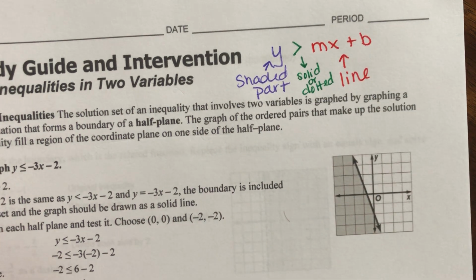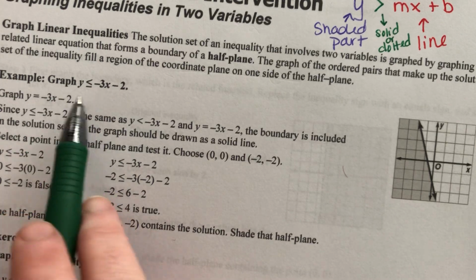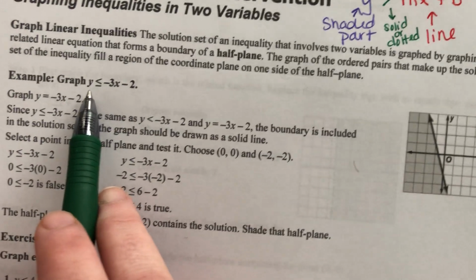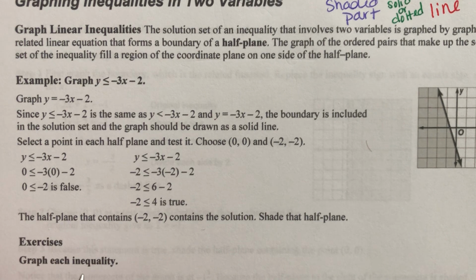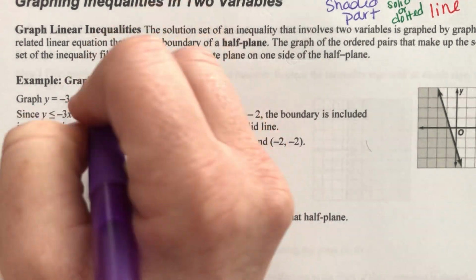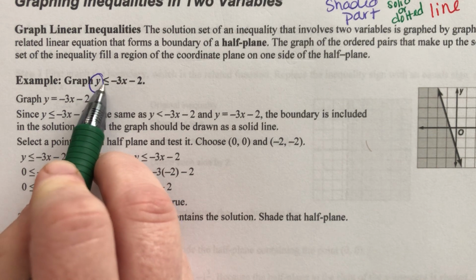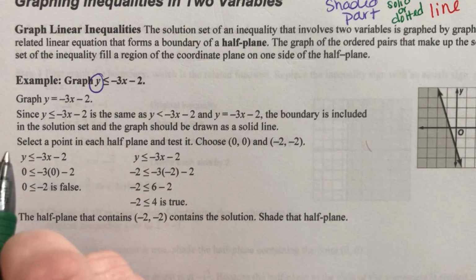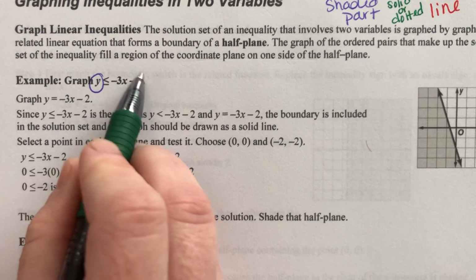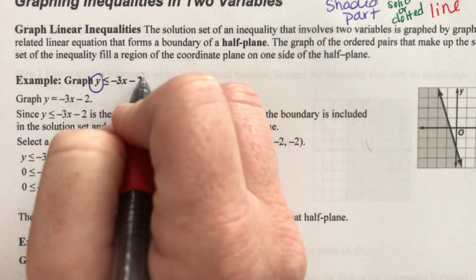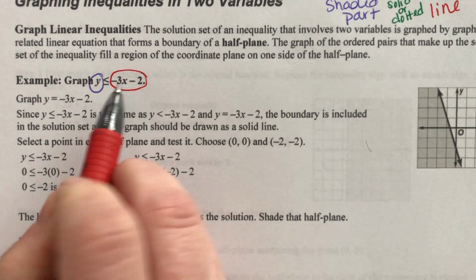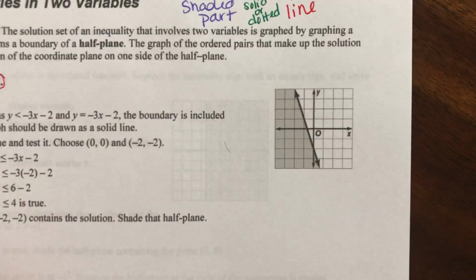Okay, so here they give us y is less than or equal to -3x minus 2. So this y is our shaded part. Our inequality symbol tells us that our line is going to be solid, not dotted. And then the line itself is -3x minus 2. This is our line. So we're going to start by graphing this. We're going to start by plotting our line.